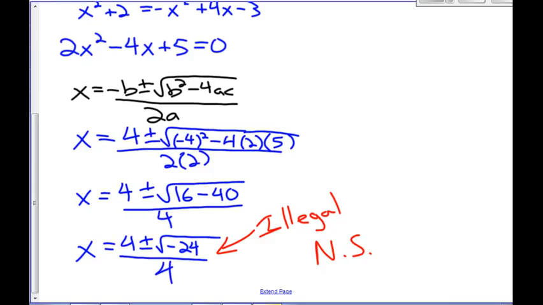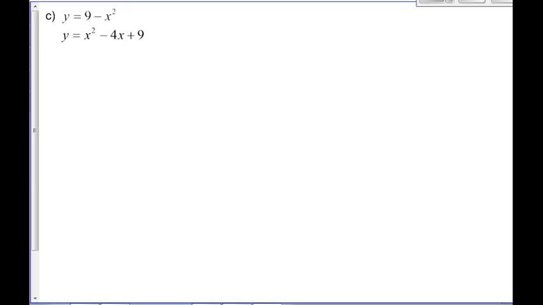So it will show up in your algebraic approach just like it will for your graphical approach. It'll show up looking like the square root of a negative. Or if you preferred, you could have used the discriminant to find this. In C, we'll take a look at one last situation. So I'll do the same thing. I'm going to substitute this for y in that equation.